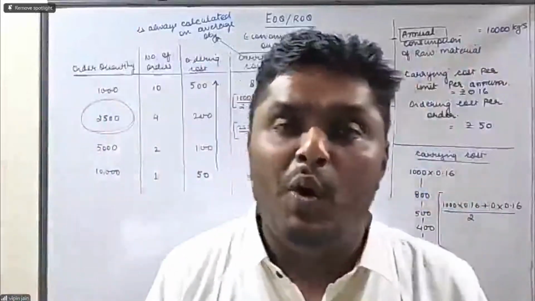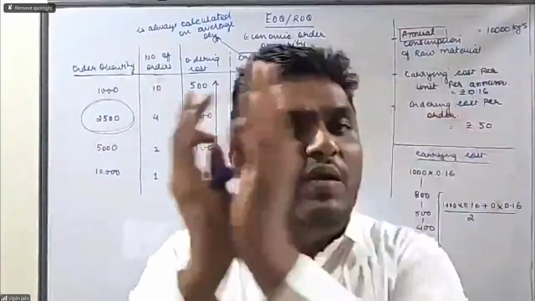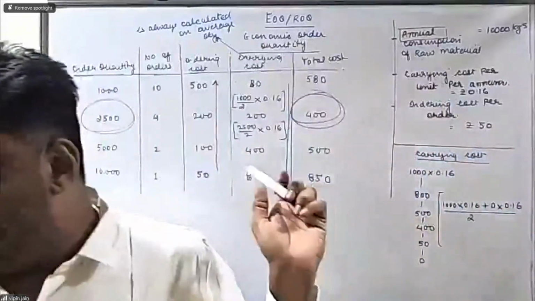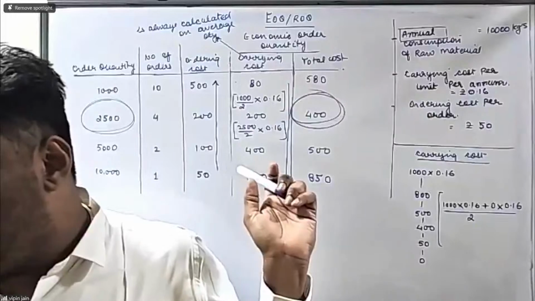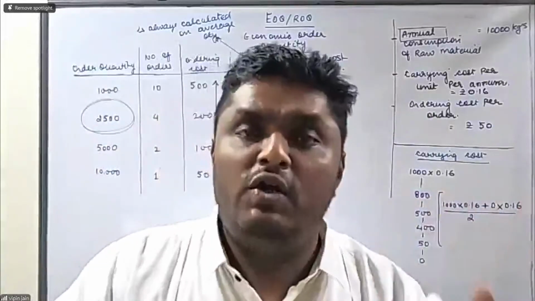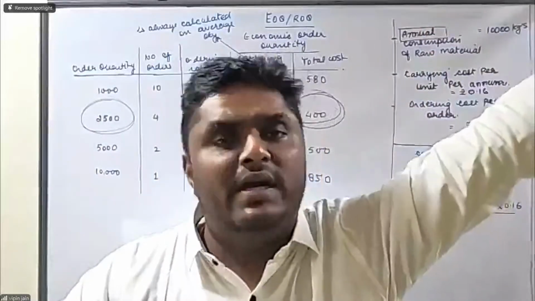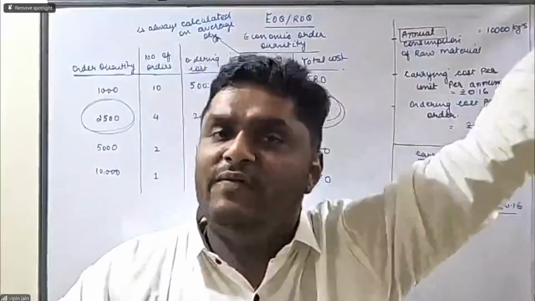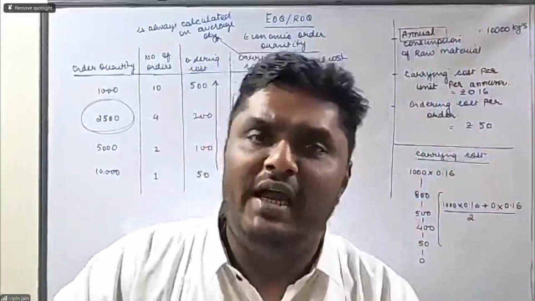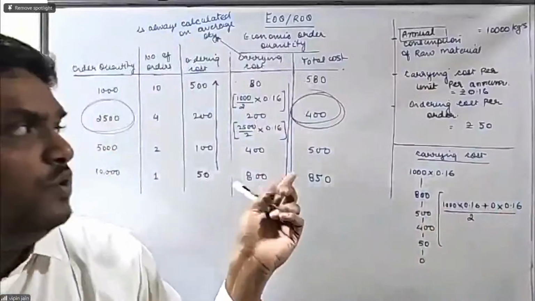So this has been proven: at economic order quantity, our ordering cost and carrying cost are equal. If you guys have any doubts, please post your query. No, see, I'm not talking about the purchase cost. Purchase cost is the same irrespective of the order. So the point is I'm discussing only the carrying cost and the ordering cost. If you guys have any doubts till now, please post your query.